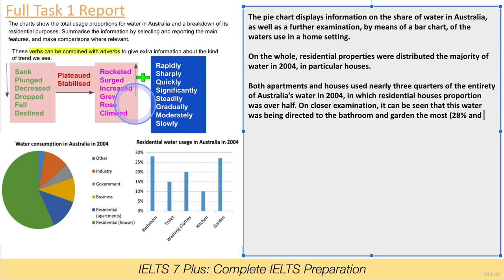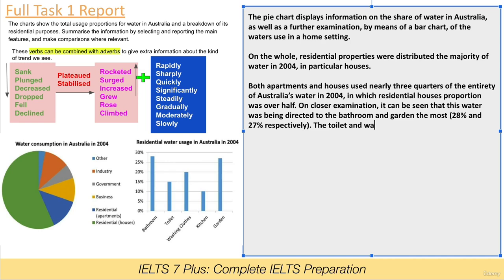28% and 25, 26, 27, maybe 27.7% respectively. Okay. What's happening in the middle here? We've got toilet, washing clothes, kitchen. Okay, so we don't want to report about everything here. So we can just pick a couple. Let's combine toilets and washing clothes together. The figures are quite nice here, 20% and 15, 35%. And then we'll talk about the kitchen being 10.